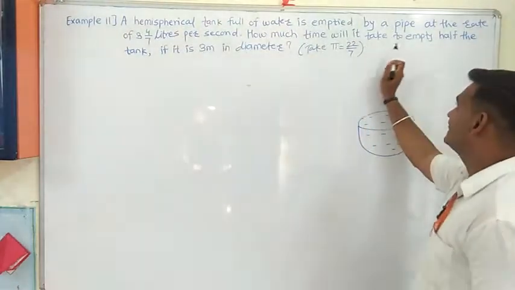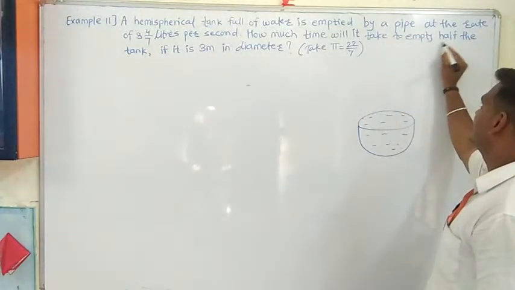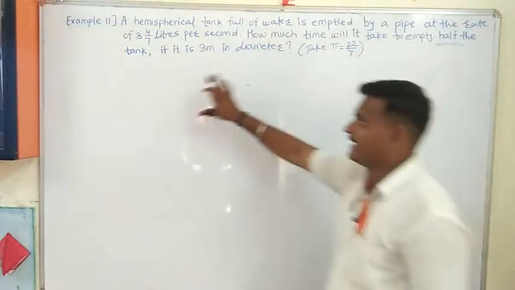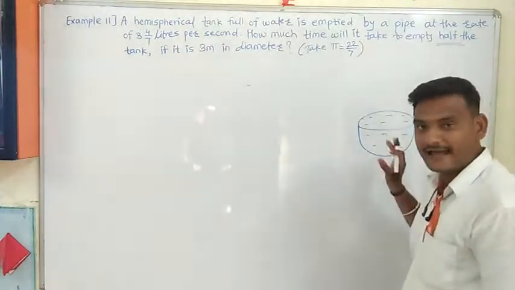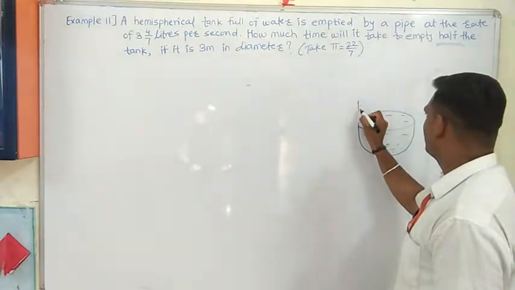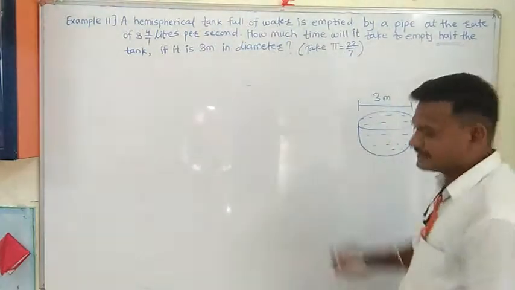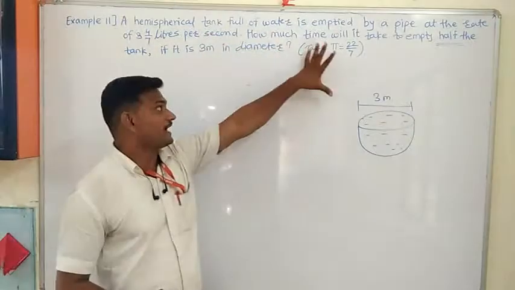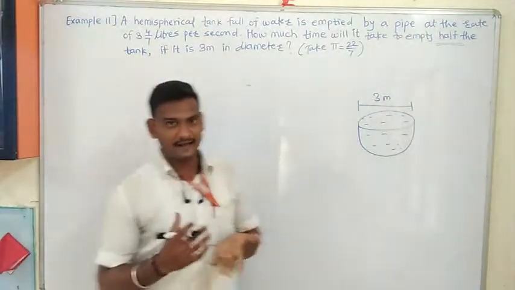How much time will it take to empty? Listen here, the word is half: to empty half the tank. Half of the hemispherical tank. The diameter of the hemispherical tank is given as 3 meter. Now we have to calculate how much time is required to empty half of this hemispherical tank.